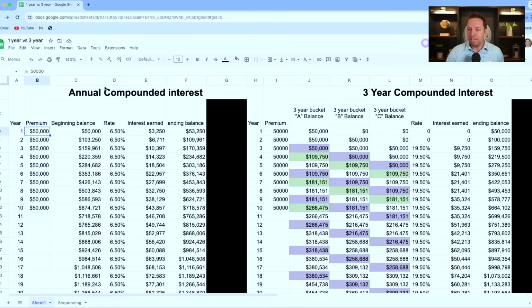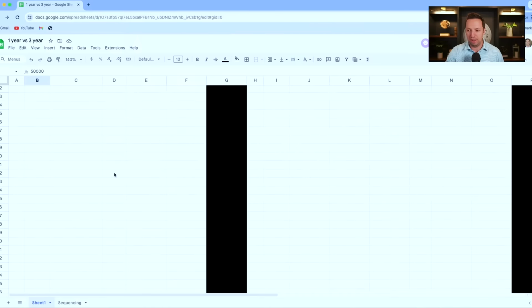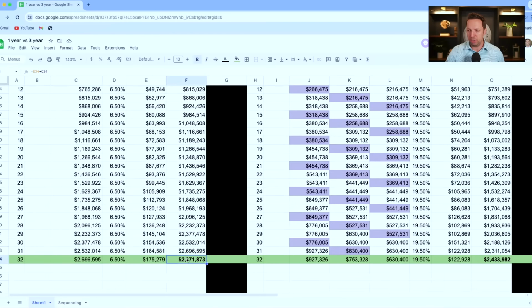So in your annual compound interest, you pay a $50,000 premium. That's your beginning balance. You get a 6.5% rate of return. You earn $3,250 in interest. Your ending balance is $53,250. Pretty simple stuff. The next year you pay your $50,000 premium. It gets added to the return and the premium from the previous year. It all goes back into the index at 6.5%. That process just continues to play out. And at the end of it, we're left with $2.8 million, 32 years down the road.